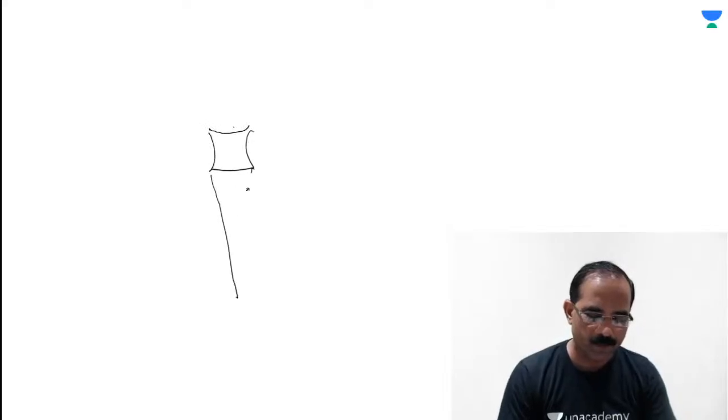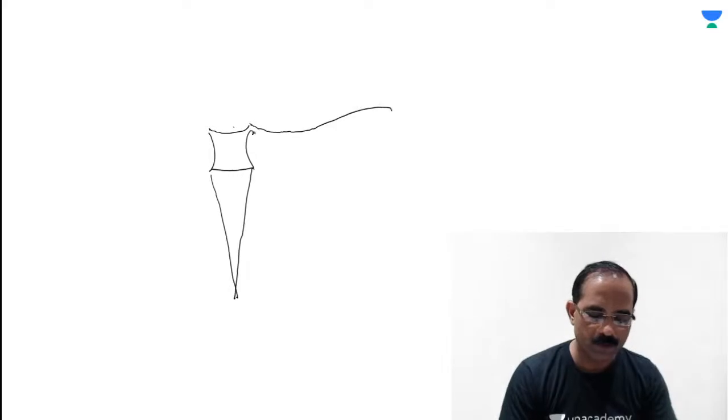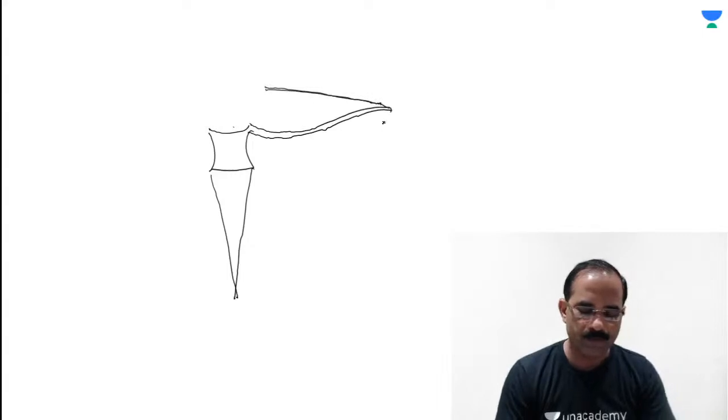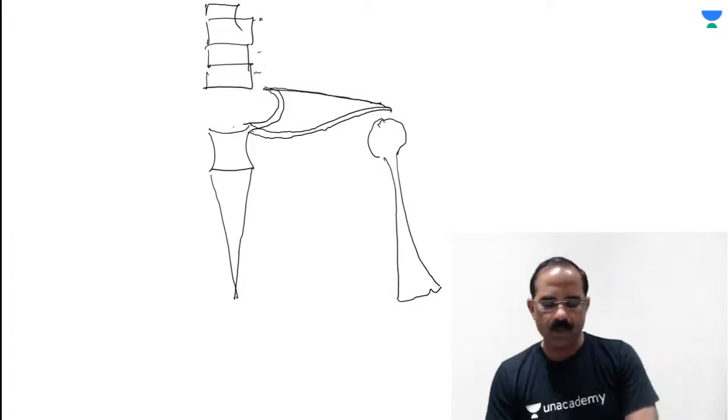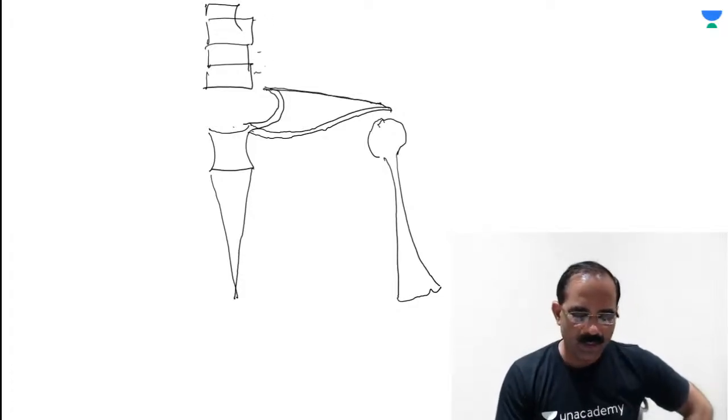That's the manubrium sterni. That's the body of the sternum. This is the clavicle. That's the scapula. That's the humerus. This is the first rib. These are the vertebrae. You know? So now, students, I'll start. What is this area? This area is the axilla.